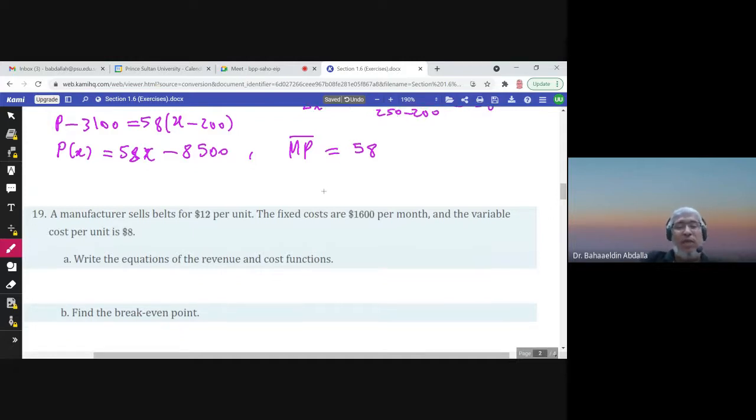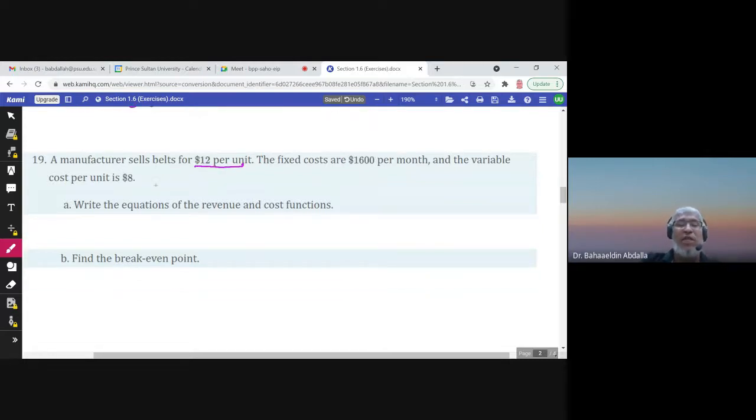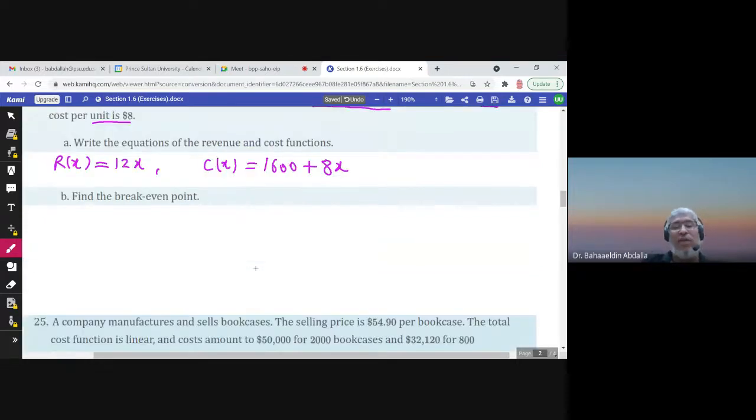$58 as profit. A manufacturer sells belts for $12 per unit. So immediately I know the selling price, so I can write the equation of the revenue function. R(x) would be 12x, selling price times the number of units. And the cost function consists of the fixed cost, which is 1,600, plus the variable cost, which is $8 per unit. Find the break-even point.